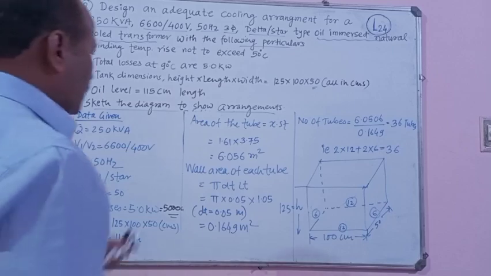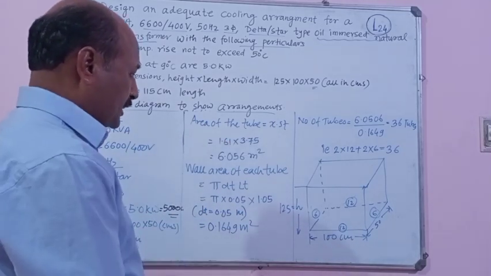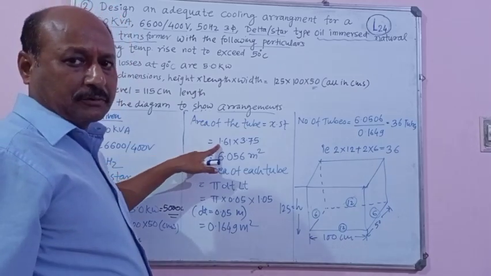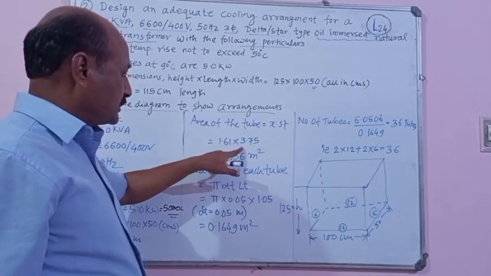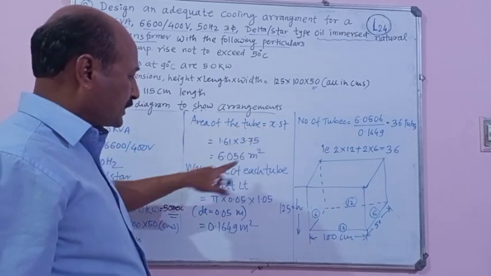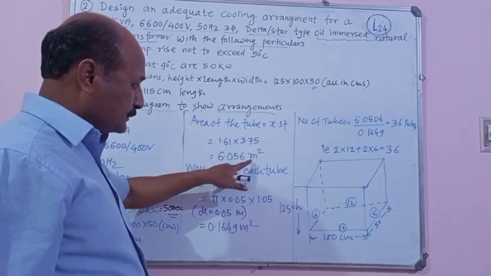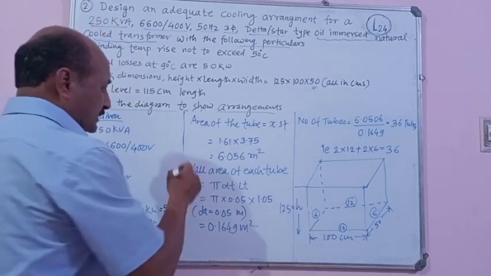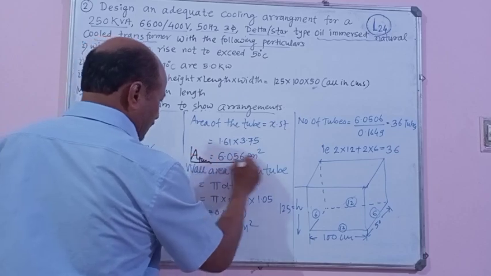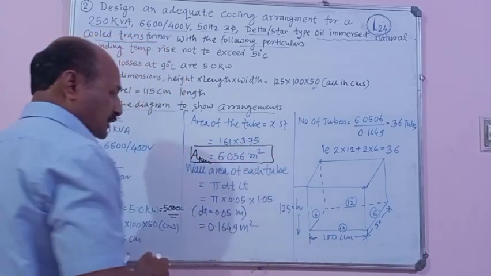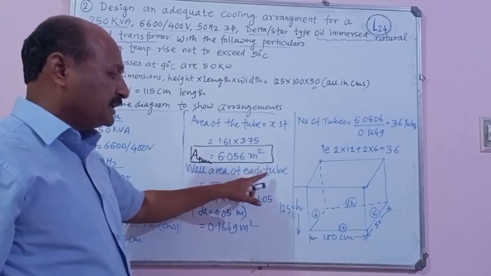Now see, the area of the tube is given by x into ST. We have the value of x equals 1.61 and ST equals 3.75. So what is the area of the tube? Area of the tube equals 6.056 meter square. So after the area of the tube, what is our next step? Next step is to calculate the wall area of each tube.